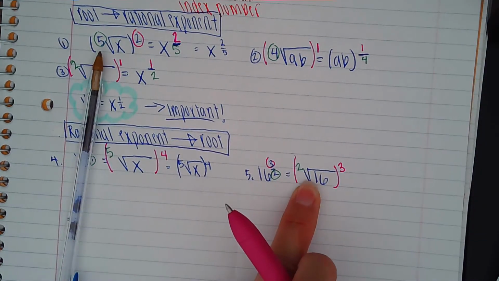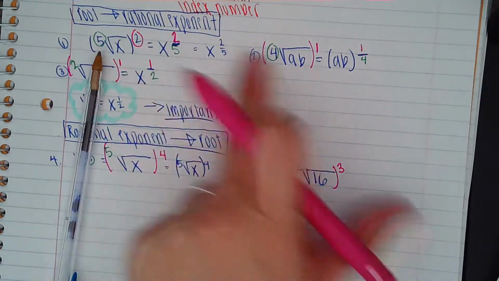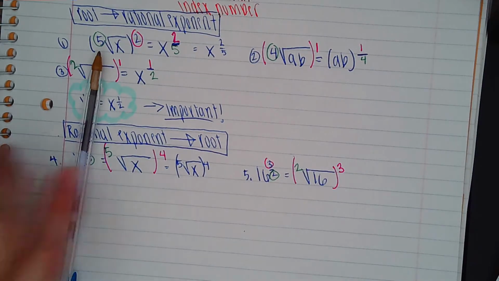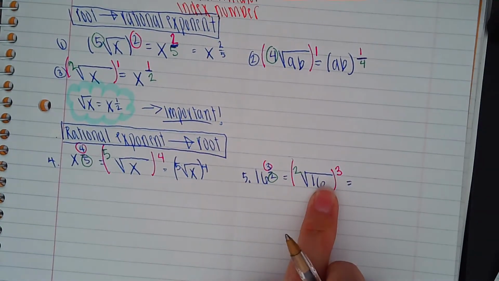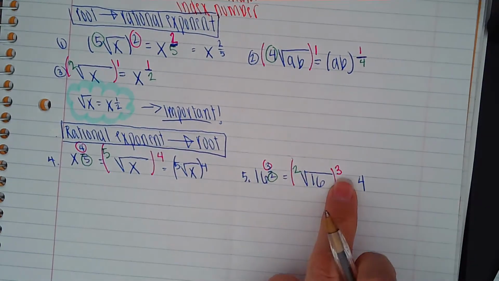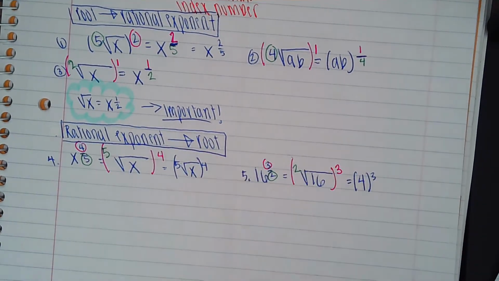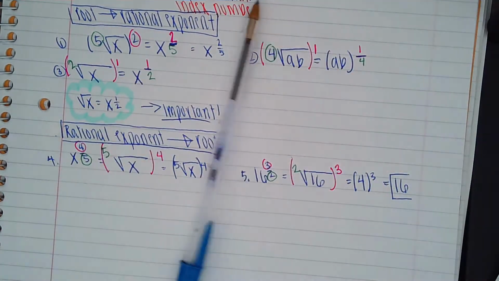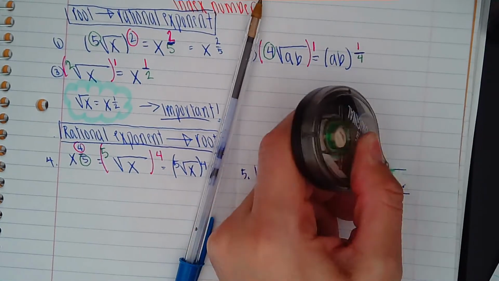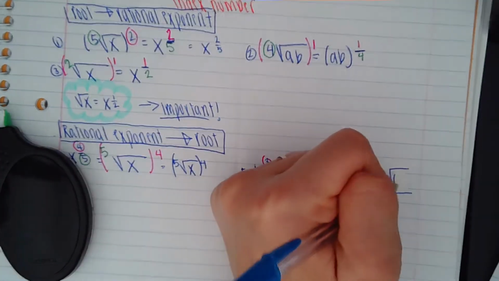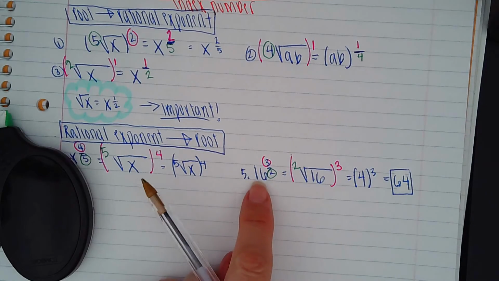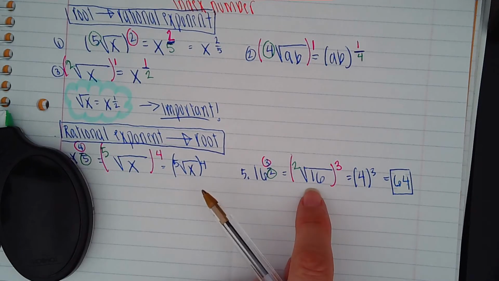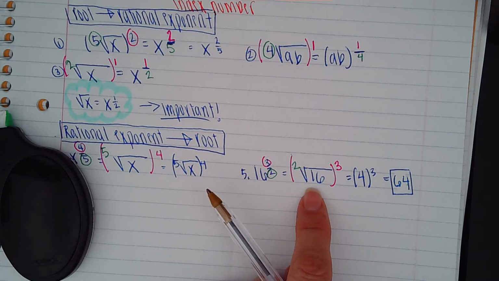Now the difference between this problem and the problems up here is that we can actually solve this. What is the square root of 16? Well, the square root of 16 is 4. And then remember, we had to raise that to the 3rd power. So 4 to the 3rd power is, why did I write 16? It's 64. Oh my goodness. So 16 to the 3/2 power is technically 64. I find it much easier to write it as a radical and solve it that way.